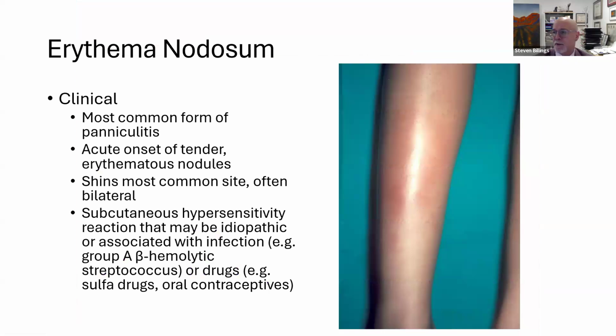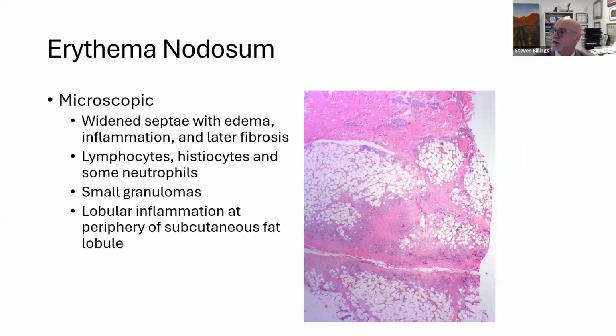Erythema nodosum, at least in the United States, is the most common form of panniculitis. Patients develop acute onset of tender erythematous nodules, most commonly involving the shins. It's often bilateral. We don't really understand why it happens. It's thought to be a hypersensitivity reaction that may be idiopathic, or may be associated with infections or drugs. Microscopically, you see a predominantly septal panniculitis.